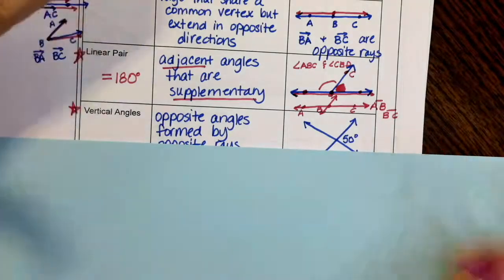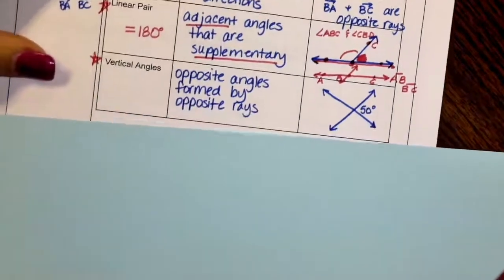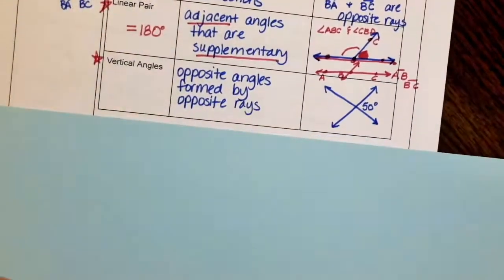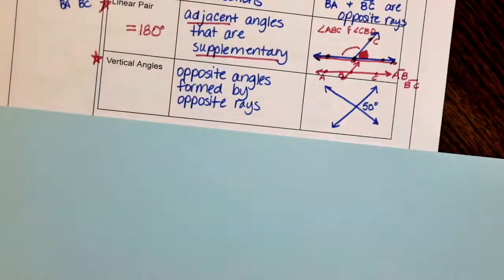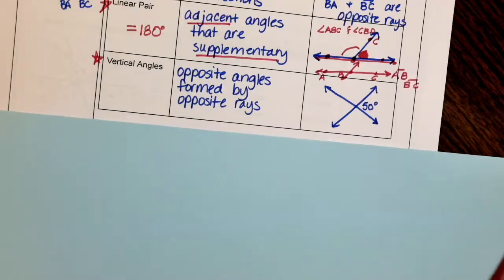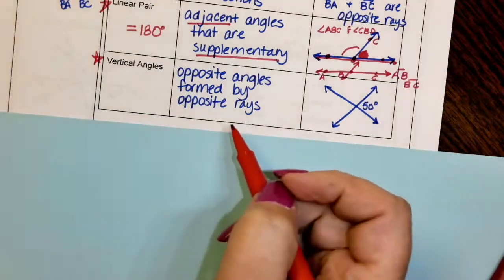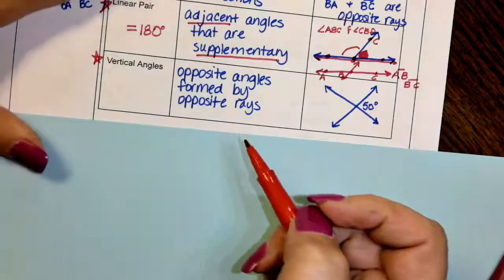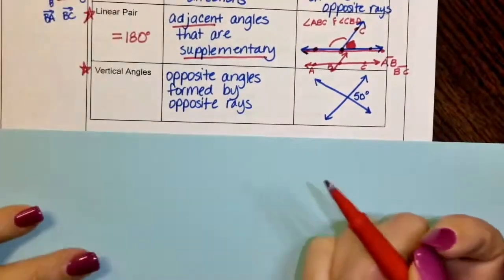It's a common mistake. Okay, and then lastly we have vertical angles. Vertical angles are opposite angles. We said adjacent is side by side like your shoulder partner, and opposite is the person who's across from you. So they are opposite angles and they're formed by opposite rays. Okay, now let's see what their relationship is.